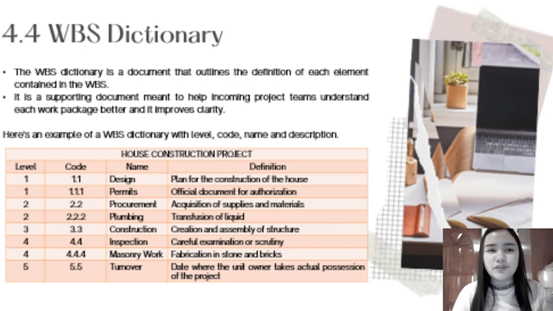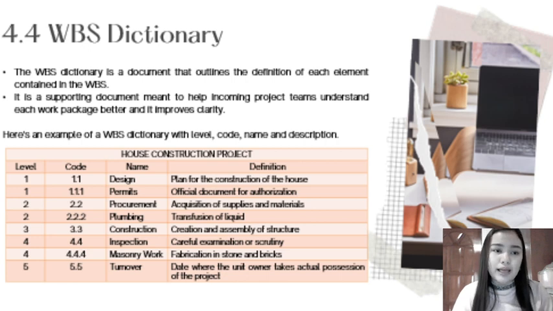So we have to have this dictionary because it outlines the definition of each element contained in the work breakdown structure, and it is also a supporting document meant to help incoming project teams understand each work package better. It also improves clarity. Now guys, your dictionary is divided into 4: the level, the code, the name, and the definition. So I would like you guys to create your own level, your own code.